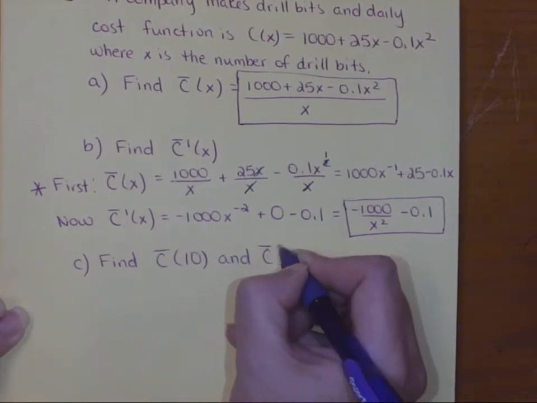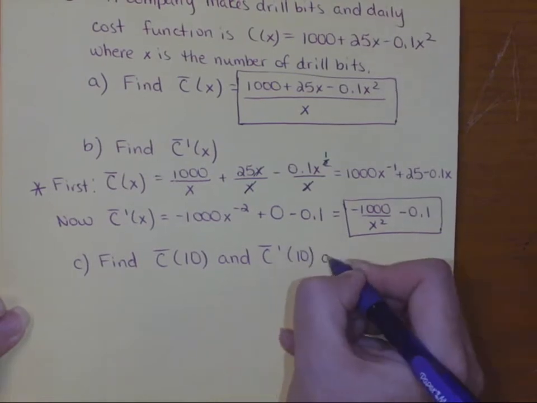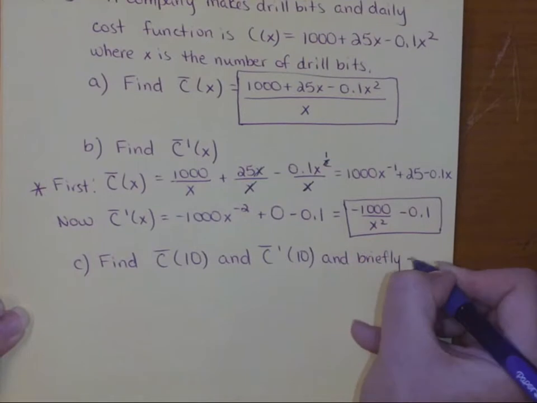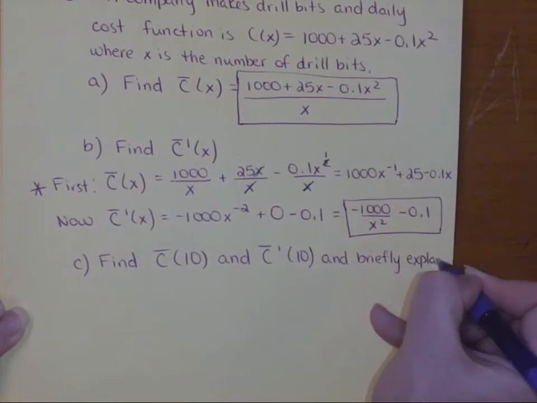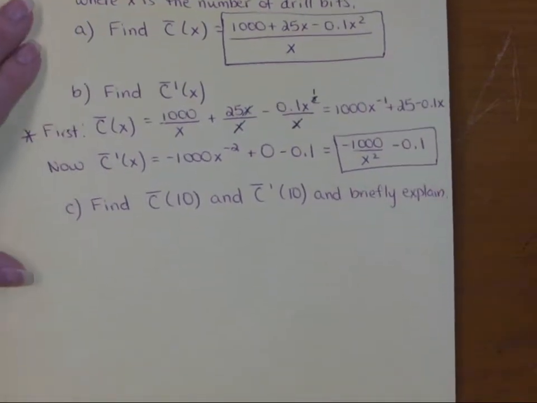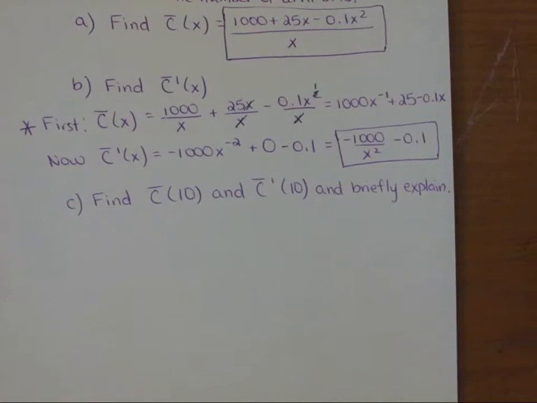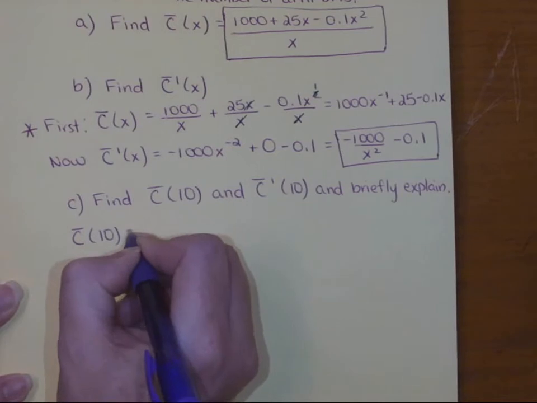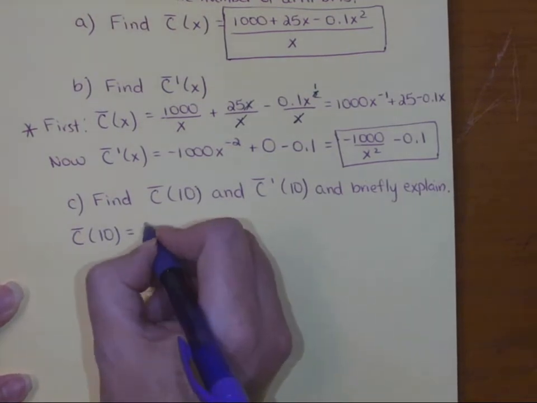Okay, so now let's say that I told you to find C bar of 10 and C bar prime of 10 and briefly explain. I'll probably do this on your first test too. If I ask you to briefly explain, I'm just asking you to tell me what it means. Don't just give me the number answer, describe for me what it means. So first let's start with C bar of 10. So go back up to part A and we're just going to plug in 10.